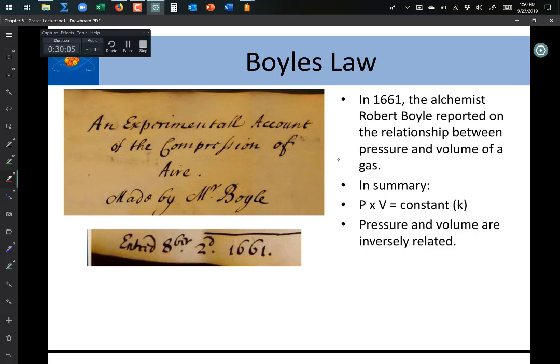I have a picture of one of his little day-to-day journals, right? And on his list, he had to get blood and urine, and these are all things he needed for his experiments, because he was an alchemist, he was trying to extract things from them. It's kind of a weird way to be. But it says, experimental account of the compression of air made by Mr. Boyle. It was 1661, but what Boyle showed, in essence, is that when pressure goes up, the volume goes down.